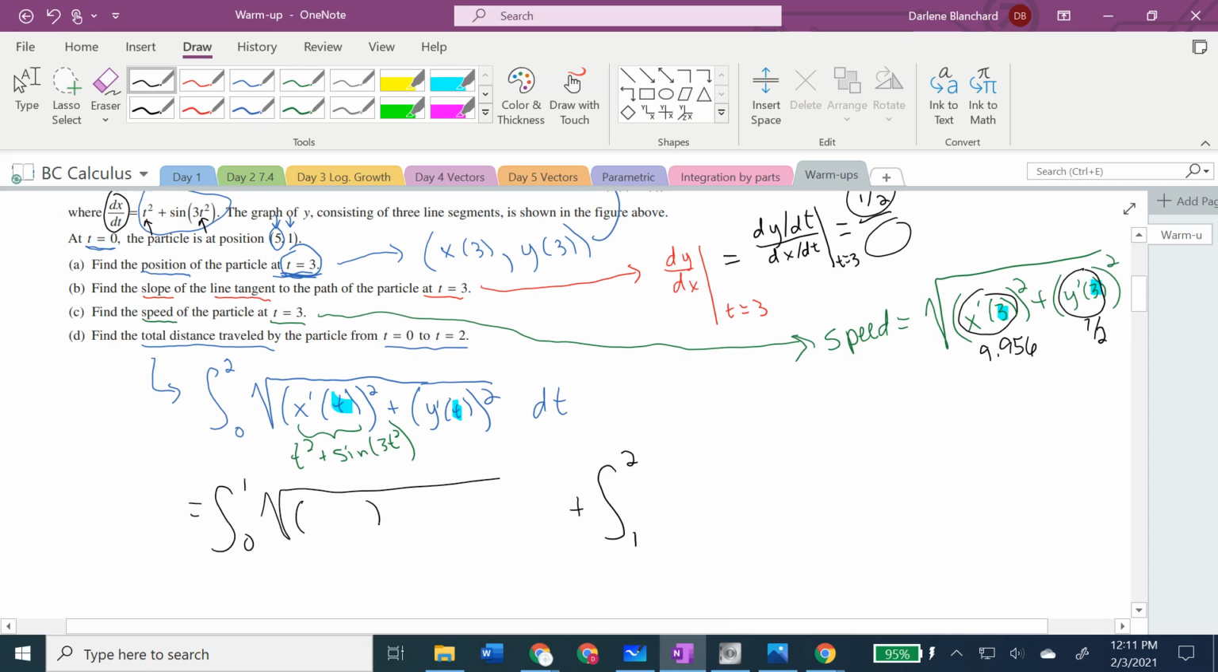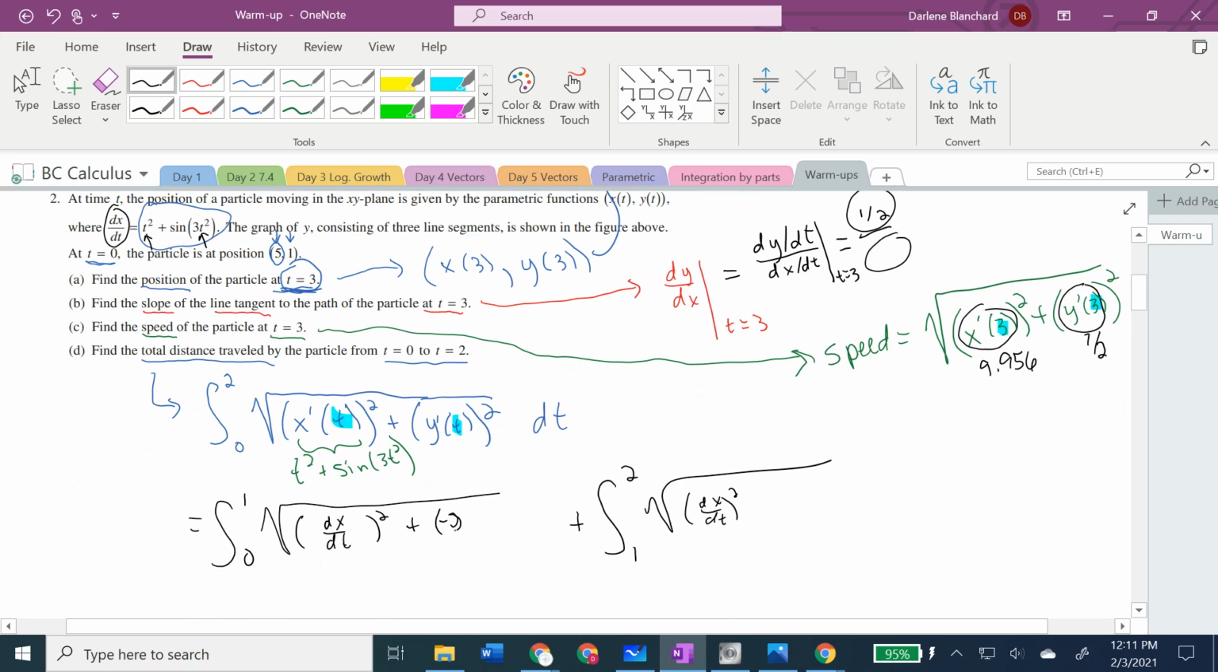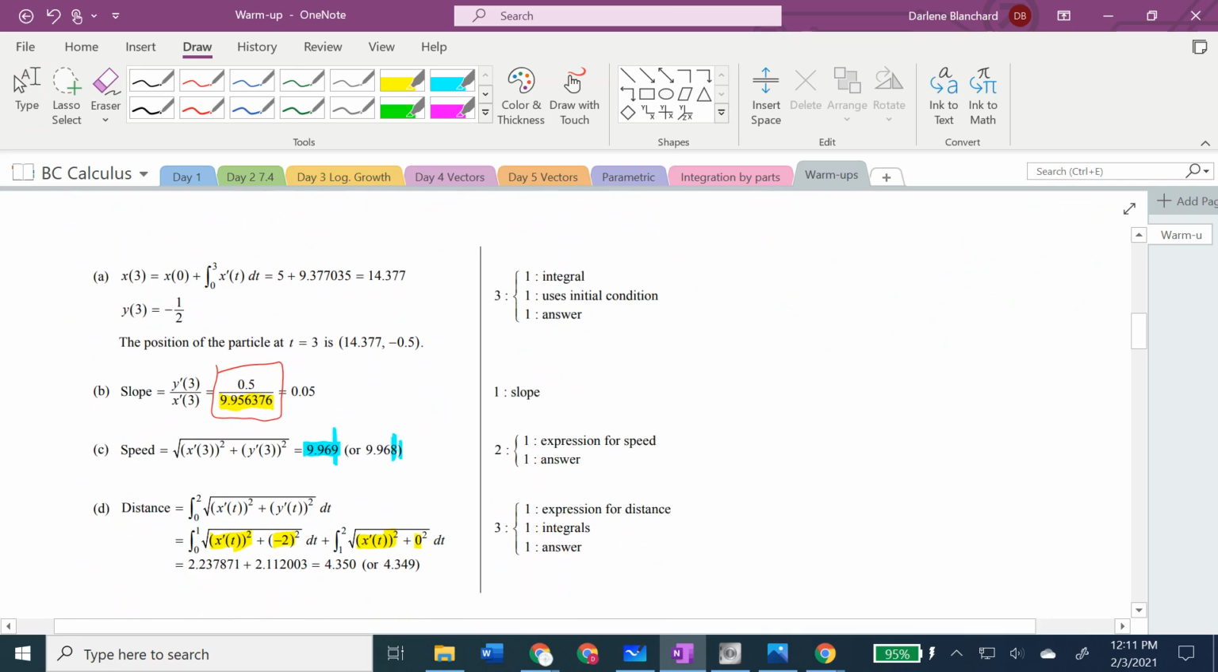And the only thing that is going to be different, I'm just going to put dx dt here because that's the formula that's already given. The only difference is when I'm 0 to 1, my y prime is, I need to look again and make sure, -2. And then it was 0 here. From there, you'll throw it in your calculator and let a number beautifully walk out. And there you go.